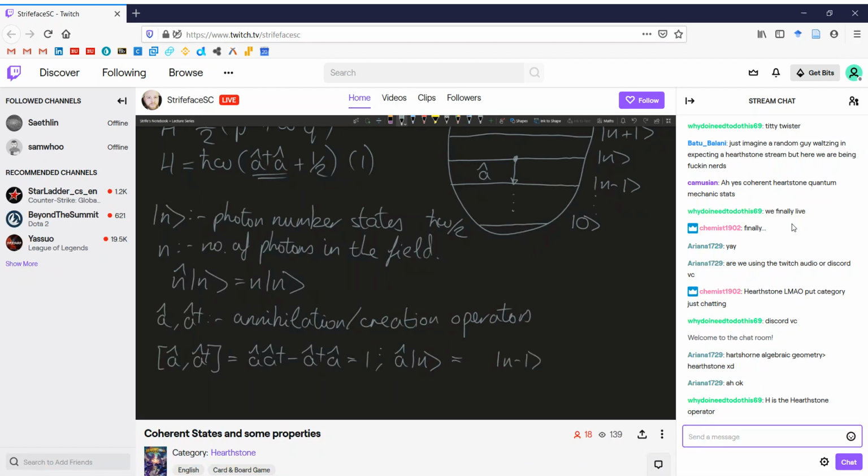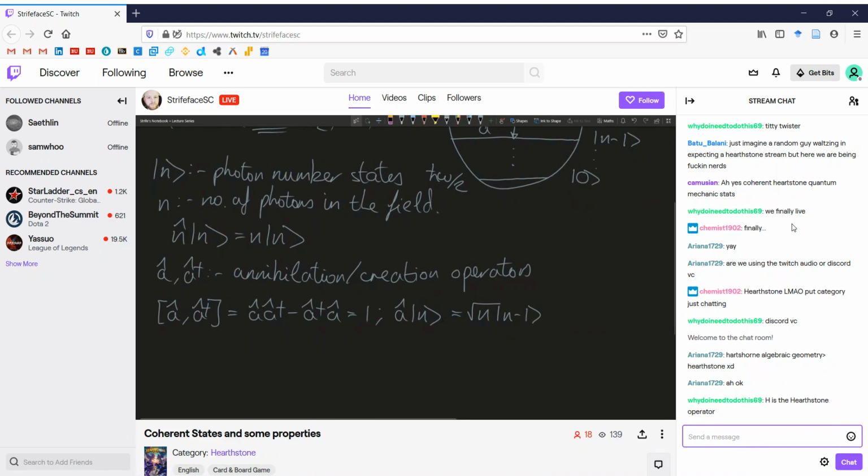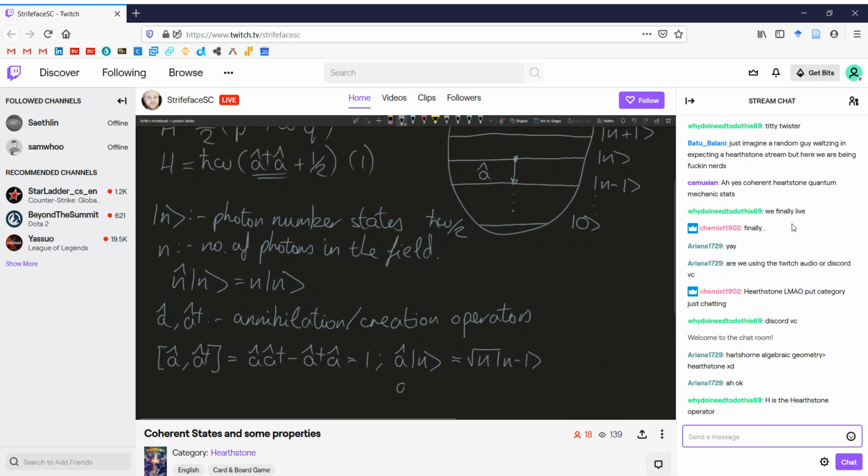And we also have A dagger acting on n. Conversely, A dagger creates a photon and it raises the state by 1. So we have root n plus 1 and it raises the state by 1. So these are the first key results that I would like you to remember throughout the course of this talk, because we'll find out that these can actually take us quite far.